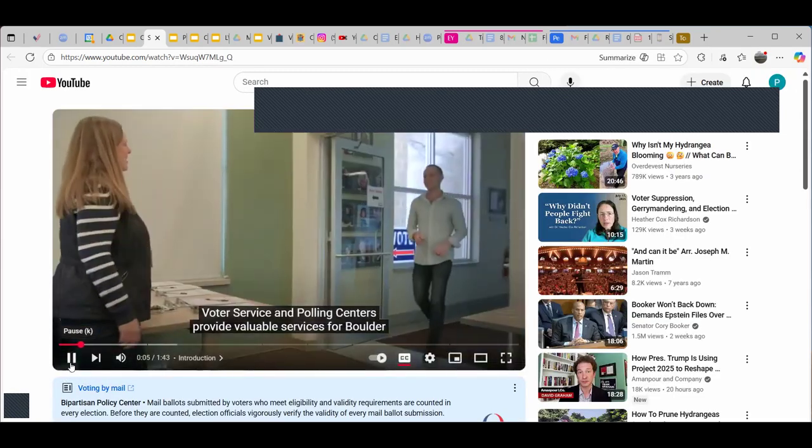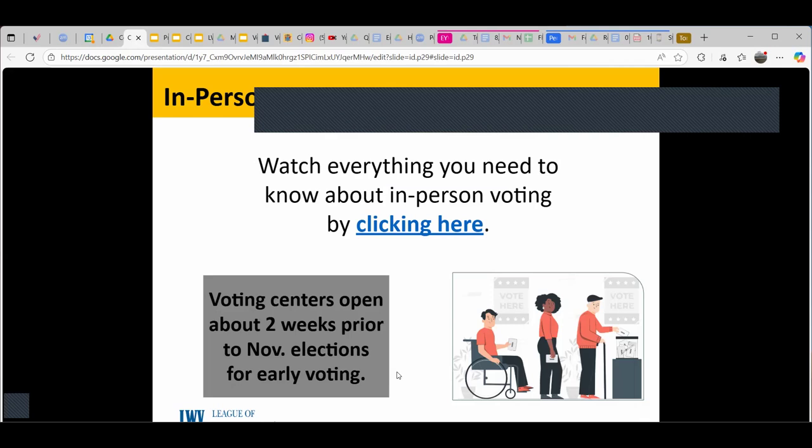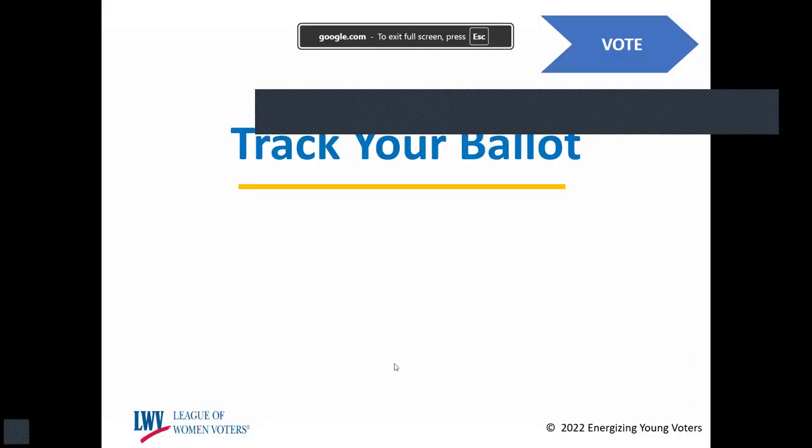Voter service and polling centers provide valuable services for Boulder. Okay, so you can include something like a video. We have one for voting by mail because voting by mail was thrust on us during COVID and nobody knew how to do it. So there is video, and there are some really good videos on the Boards of Elections website, and they are open access, so you can use those without worrying about copyrights.